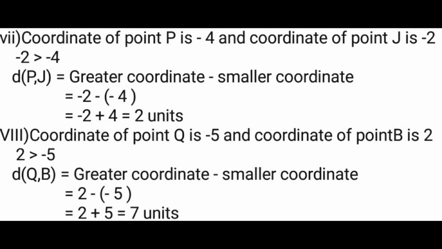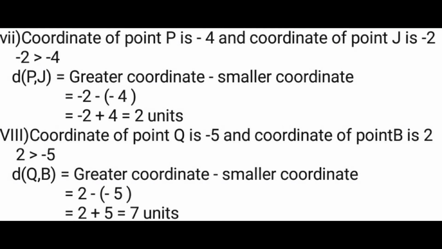Sub question number 7. Find distance PJ. Coordinate of point P is minus 4 and what is coordinate of point J? It is minus 2. Minus 2 is greater than minus 4. Therefore, distance PJ is equal to, what is the formula? Greater coordinate minus smaller coordinate, that is equal to minus 2 minus minus 4, that is equal to minus 2 plus 4, that is equal to 2 units.